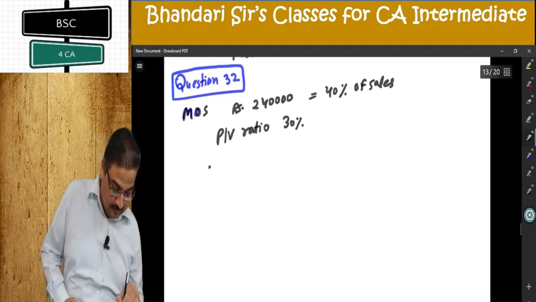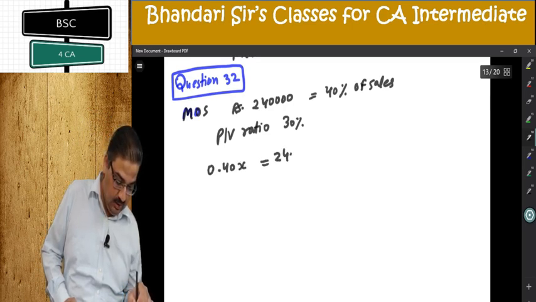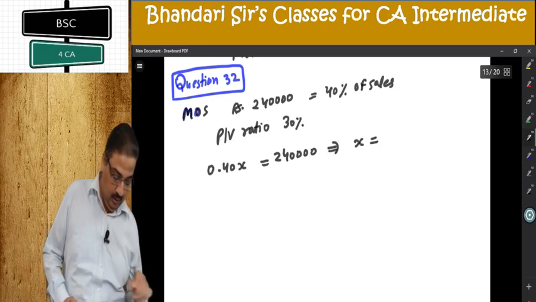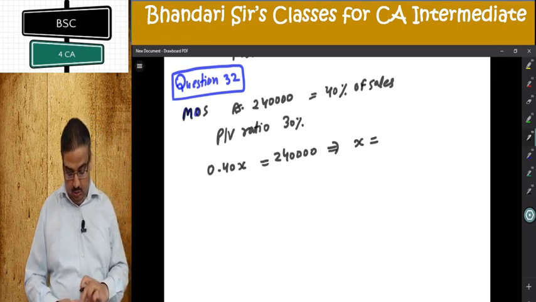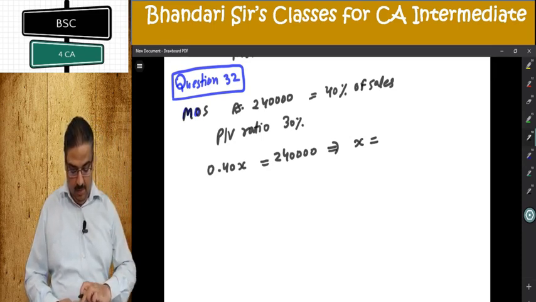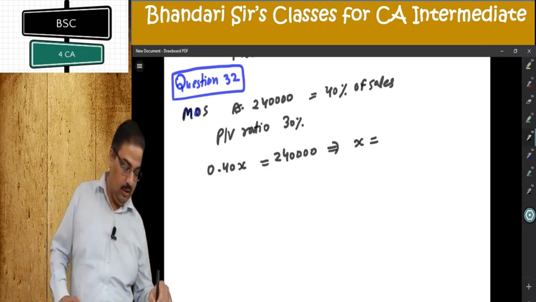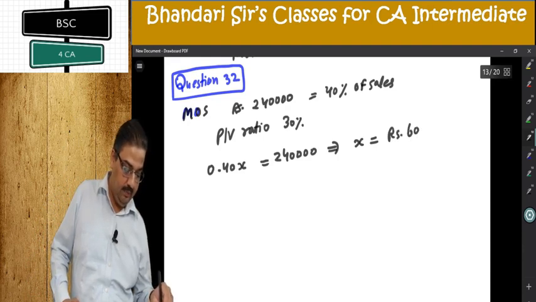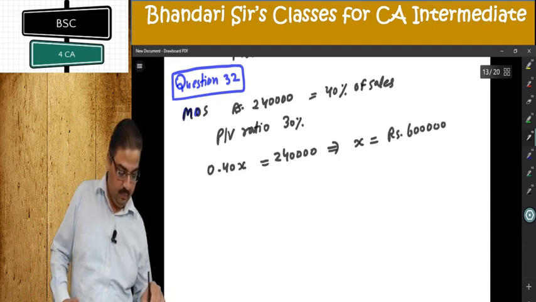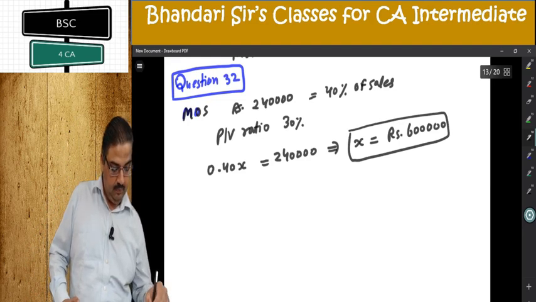If sale is X, 0.40x is equal to 2,40,000. X equal 2,40,000 divided by 0.40. That is rupees 6 lakh. Actual sales.